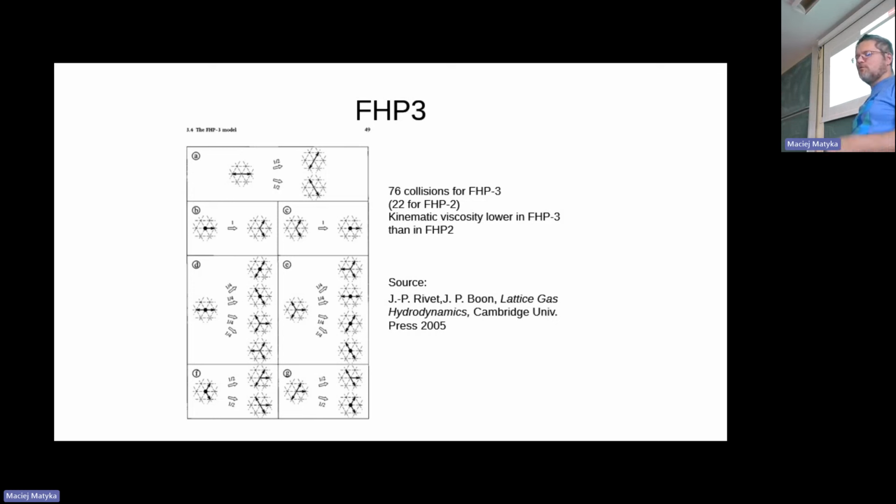If you wanted to do all the collisions by yourself, you would spend a lot of time. What you can do is use special tables of collisions, because for the FHP3 there can be 76 collisions to be resolved. The way they are resolved is very simple. These are like lookup tables: for a given number in a given node, you get another number, which gives you the situation after collision. So it's very simple in implementation if you do it properly.